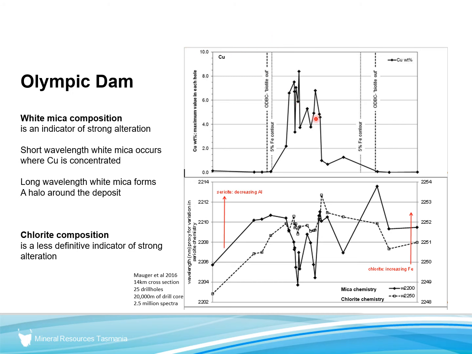You can see that the white mica composition varies. This is the average for each drill hole, so there's thousands of instruments here. The white mica wavelength kicks up as you go into the ore body, but you can see it's all inside the 5% contour, 5% iron contour at Olympic Dam. So it's telling you where you already know the ore is, and the same with the chlorite composition.